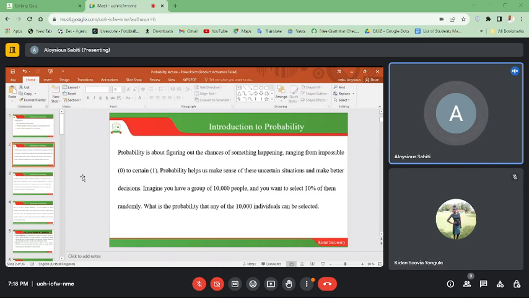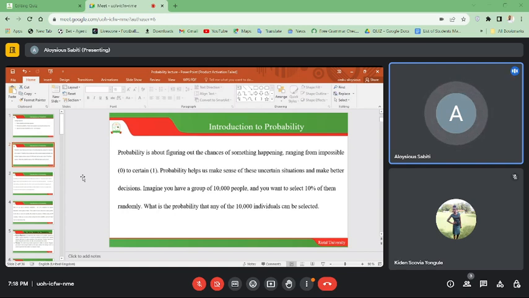So we want to understand the introductory part of probability by figuring out what we understand by probability. In this case, probability is about figuring out the chances of something happening, ranging from what we call impossible, which is zero, to what we call one. Probability helps us make sense of uncertain situations and make better decisions.